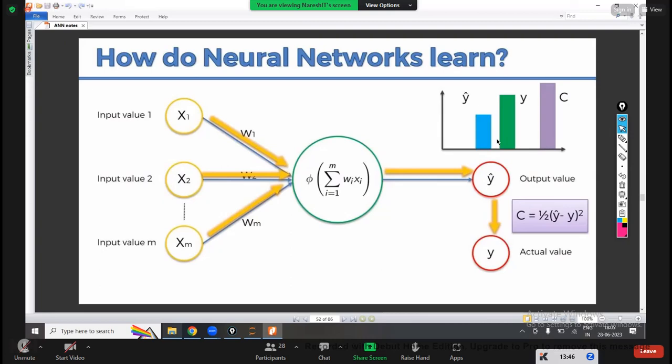What is meant by cost function and loss function? Cost function means the overall error. The error of each record is called the loss function. So for every record, it is going to calculate the loss function. Loss function means error. To be more precise, I'm going to open the data set.